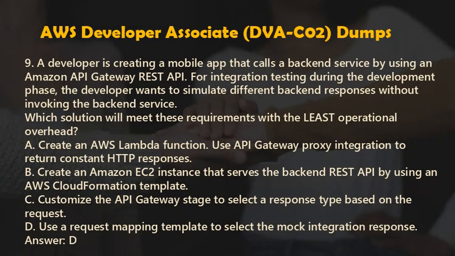A. Create an AWS Lambda function. Use API Gateway proxy integration to return constant HTTP responses. B. Create an Amazon EC2 instance that serves the backend REST API by using an AWS CloudFormation template. C. Customize the API Gateway stage to select a response type based on the request. D. Use a request mapping template to select the mock integration response. Answer: D.